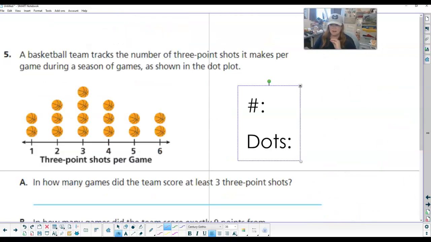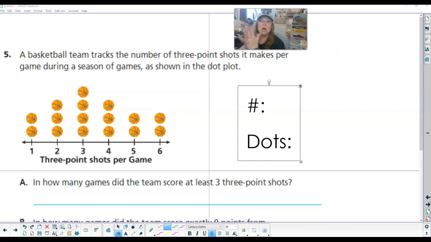Hey, number 5. All right, guys. This one is a challenge, but we can do it. I've gotten much better at explaining it. I've talked to some other teachers. I understand it. I'm going to help you understand it. That is our goal here.